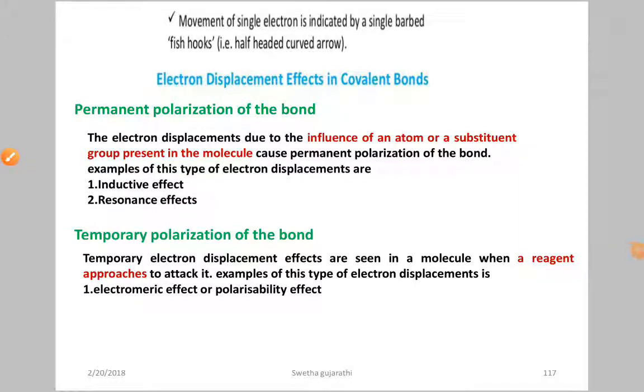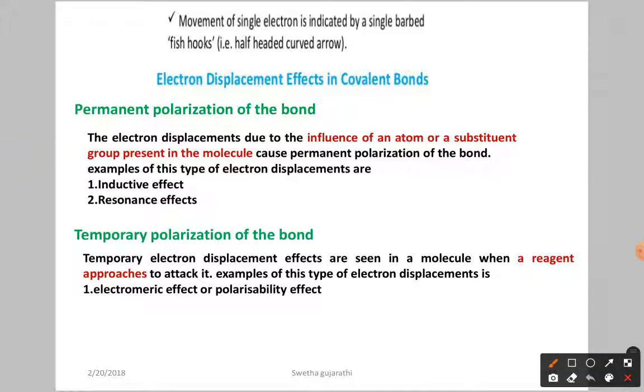Hello students. In the previous video we discussed how electron movement takes place, and we came to know there are three ways in the movement of electrons. Because of the movement of electrons, we are going to get some effects. So, electron displacement effect in covalent bond.